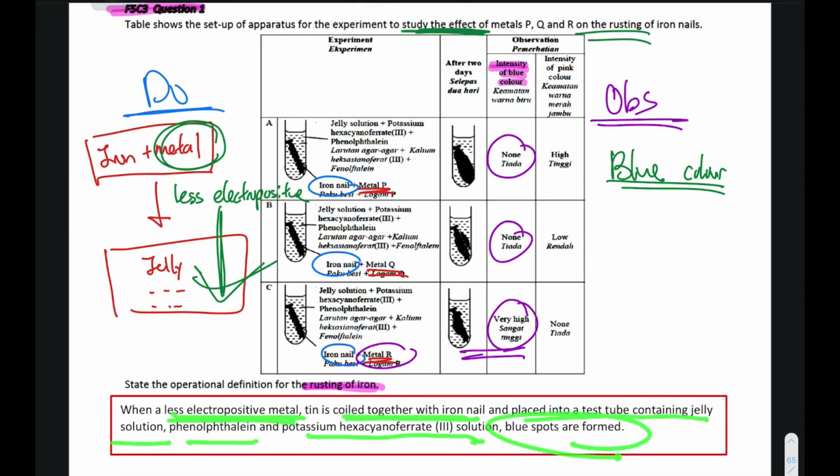And then what I observe is blue spots are formed. Or you can also say the intensity of blue color is very high. Blue spots indicate the presence of rusted iron. So this is the experiment of rusting.